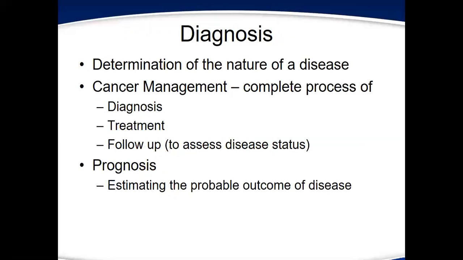Now, a diagnosis is the determination of the nature of a disease, and in our situation, it will be the diagnosis of the type of cancer that a patient has. Cancer management is the complete process of the diagnosis, treatment, and follow-up of a person with cancer. And then there's the prognosis of the patient, which is estimating or forecasting the probable outcome of their cancer or their survival of their cancer.